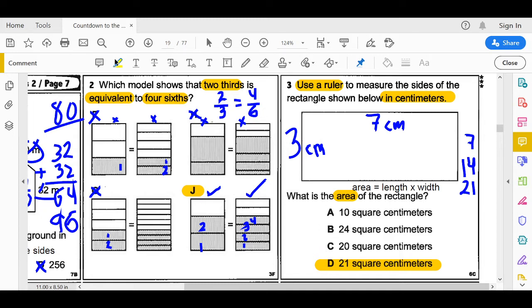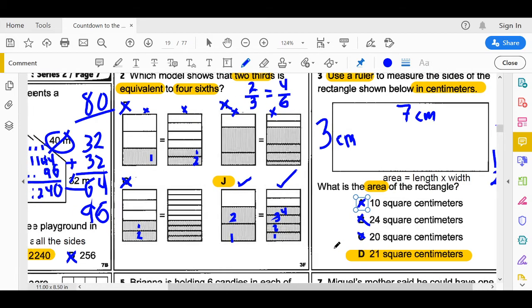Great job there. I'm going to cross out the rest just because they don't match the 21 that I found when I multiplied the length times the width. 7 times 3. Okay, let's move on to number 4.